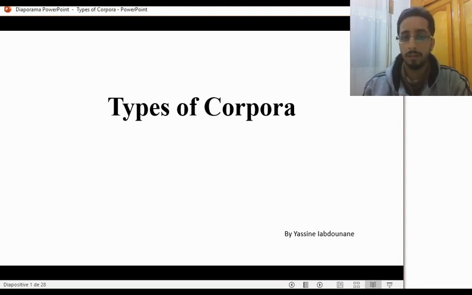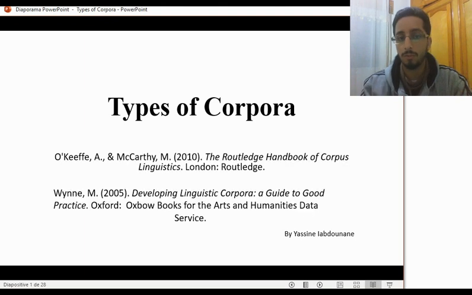So with this being said, let me just tell you that the material for this presentation is mostly based on these two references, the Routledge Handbook of Corpus Linguistics and Developing Linguistic Corpora: A Guide to Good Practice. They're really informative books and I really suggest that you read at least one of them.